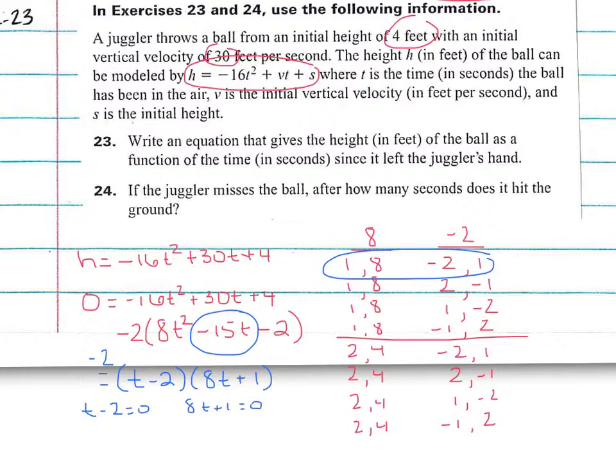We need to find an answer that makes sense here, meaning that it needs to be positive because we're not dealing with negative time, we're only dealing with positive time. So I have t equals 2, which is positive, so that one would definitely make sense. On this one, I'm going to get 8t equals negative 1, so when I divide by 8, I still get a negative answer, so it's not going to be that one. So my answer is t equals 2, and so how many seconds does it hit the ground? 2 seconds.